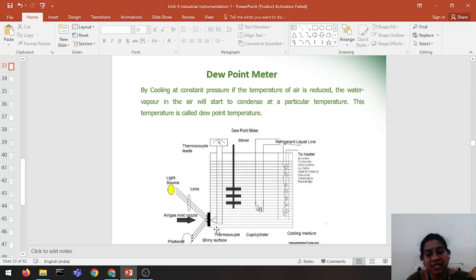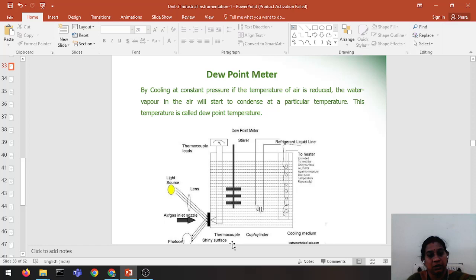So when for the first time there is a change in the amount of the transmitted light, it becomes an indication of dew formation. At this instance, that is, when the dew formation is detected first, the temperature indicated by the thermocouple which is attached to the mirror becomes the dew point temperature. And thus, this arrangement is used to determine the time at which the dew appears for the first time. And hence, whatever reading the thermocouple gives is the dew point temperature.